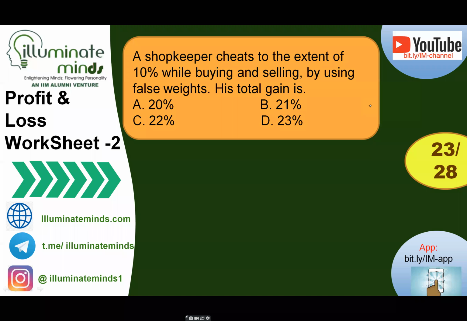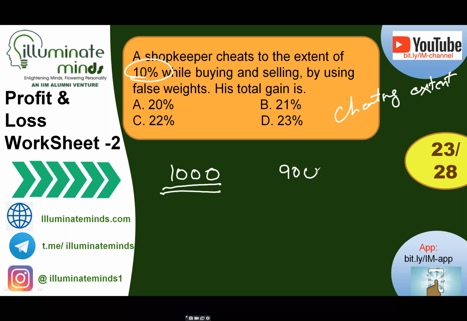Question number 23. A shopkeeper cheats to an extent of, that's what I was referring to. One is the cheating extent and the other is profit. In the earlier question that we did, the profit was mentioned. Now here, cheating is 10%, that means I am pretending that I'm selling 1,000 grams of rice, but I'm actually selling only 900 grams. So this is the cheating to the extent of 10%.